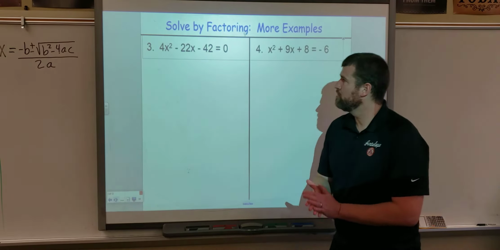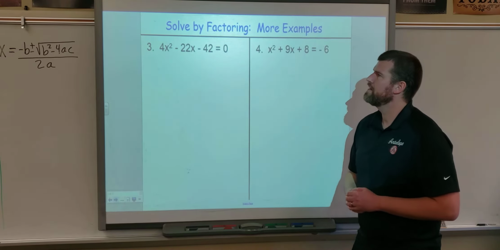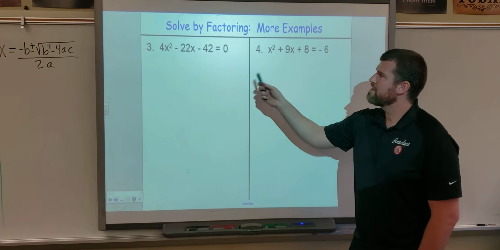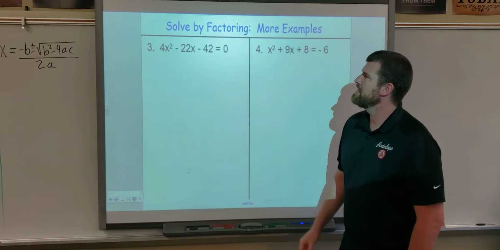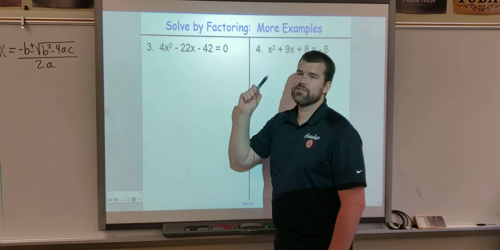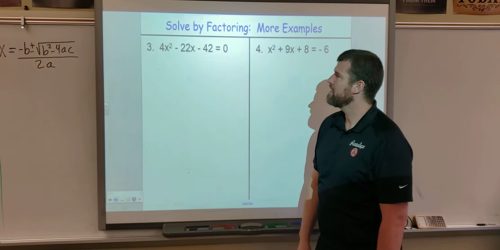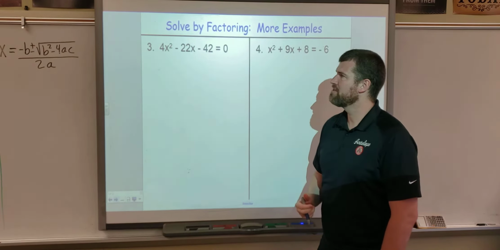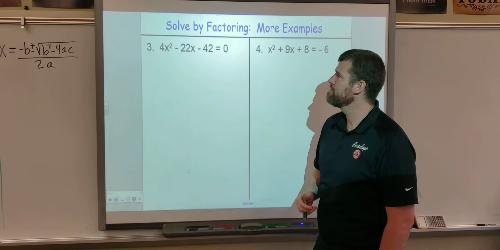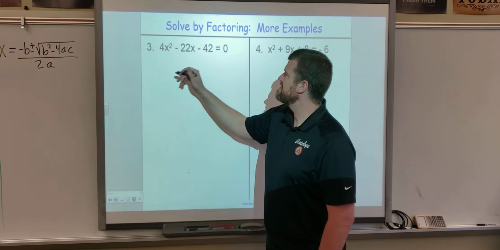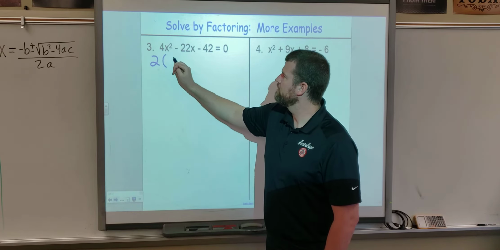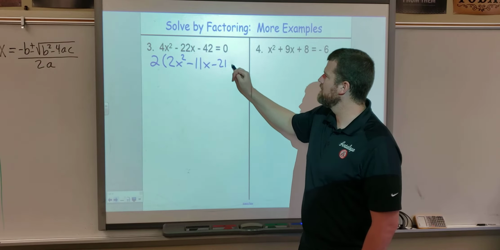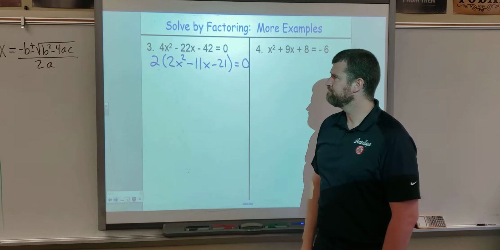All right, we're going to go ahead and do 4 more examples, just to give you a wide variety of the different types of problems you might see. The first thing that jumps out at me on number 3 is that all of these are even, which means I'm going to have a common factor. By taking out the common factor, it's going to make the rest of the problem simpler. So I always want to take out a common factor if there is one. So the common factor on this is 2, which will leave me with 2x squared minus 11x minus 21 equals 0.